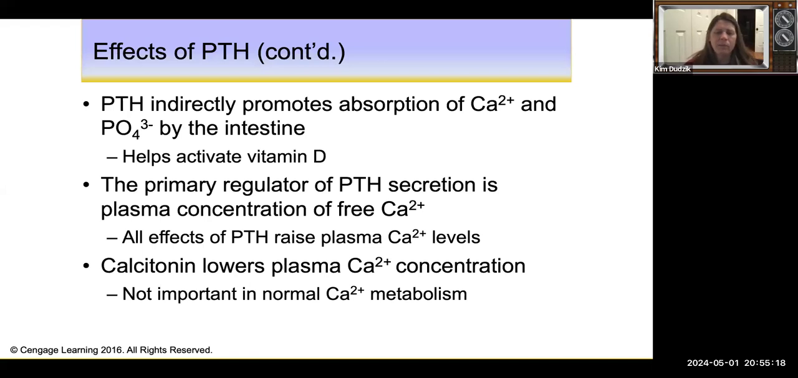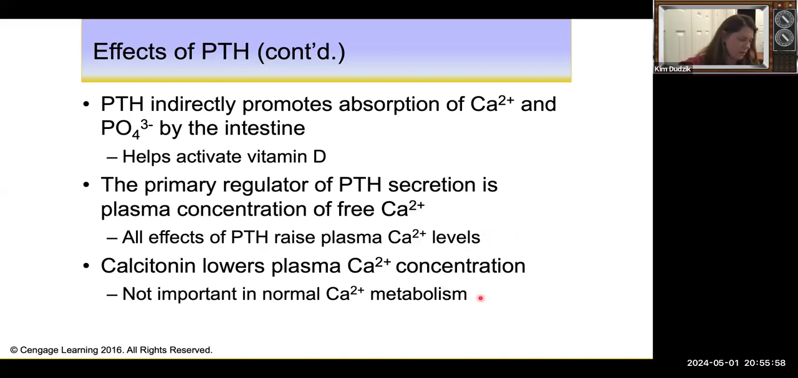Again, the primary regulator of parathyroid hormone is the concentration of calcium within the plasma. Again, that's the primary regulator. It's not the hypothalamus or anterior pituitary. So again, the effect of parathyroid hormone in all cases is to increase calcium concentrations, okay?